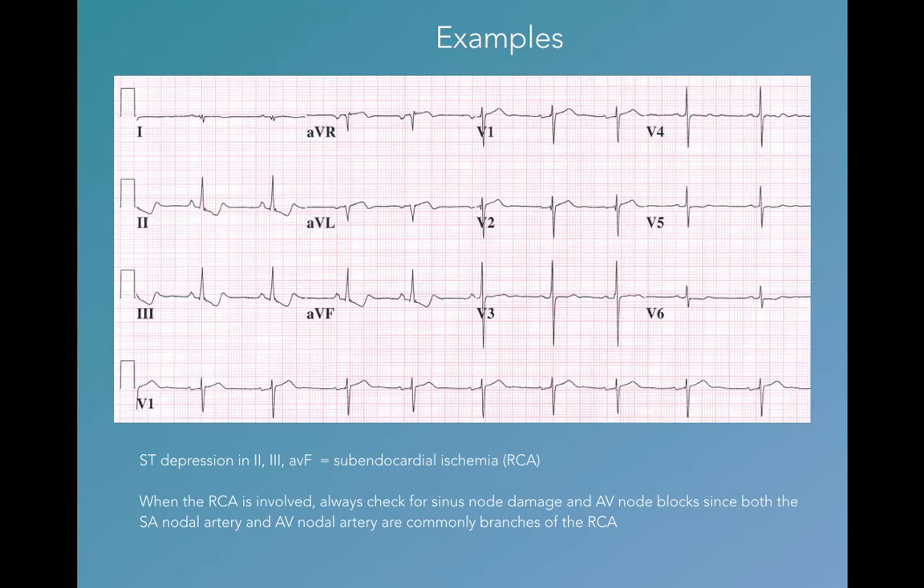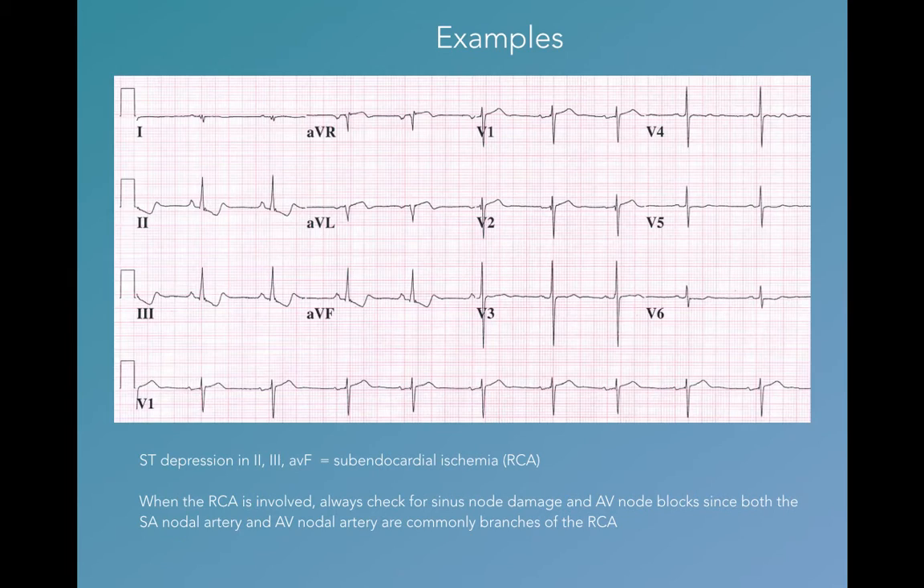Here's another example. If you look through this, you'll see in leads 2, 3, and aVF, there's ST depression instead of elevation. So this is what's known as just ST depression, and this might be found in a patient with unstable angina who's presenting with chest pain, or someone who's asymptomatic who's being worked up for chest pain during an exercise or a chemical stress test. You can induce these changes, and that's an indication for catheterization.